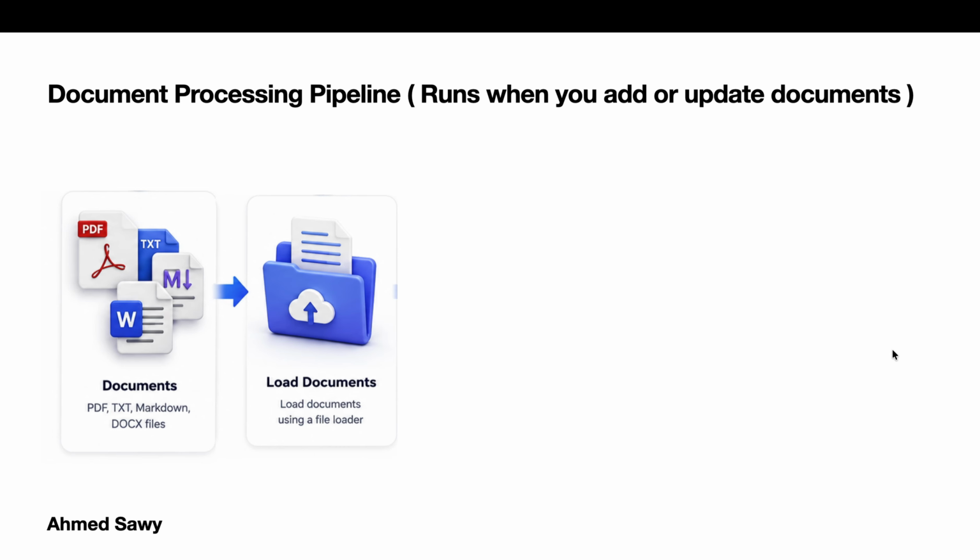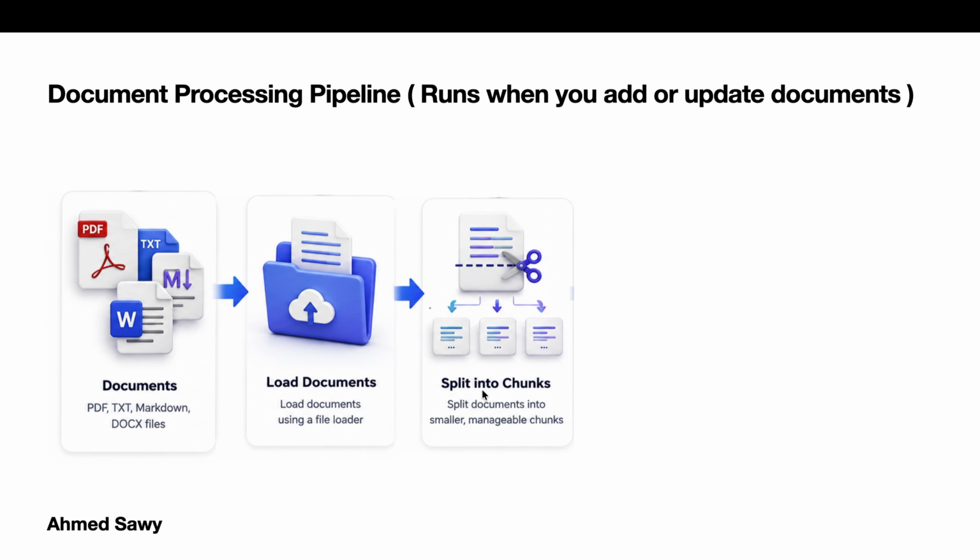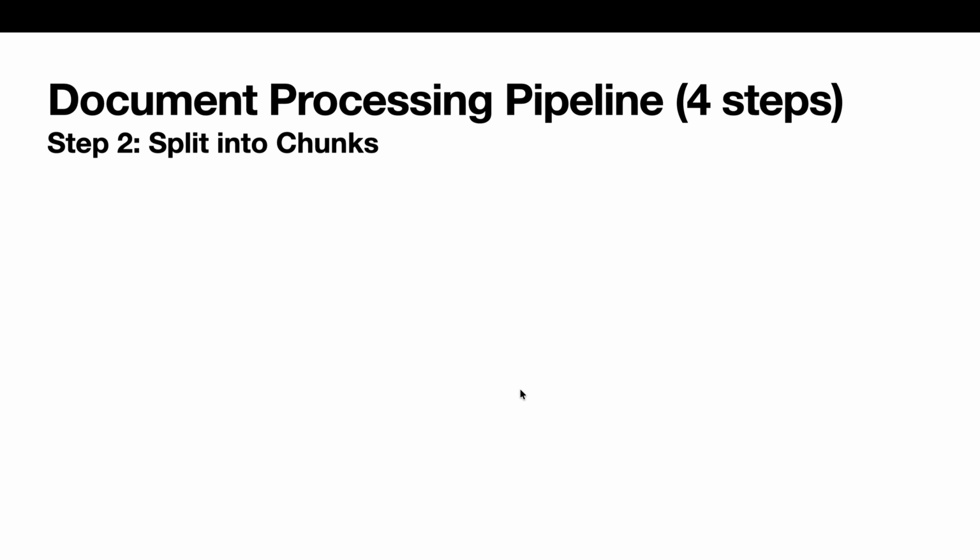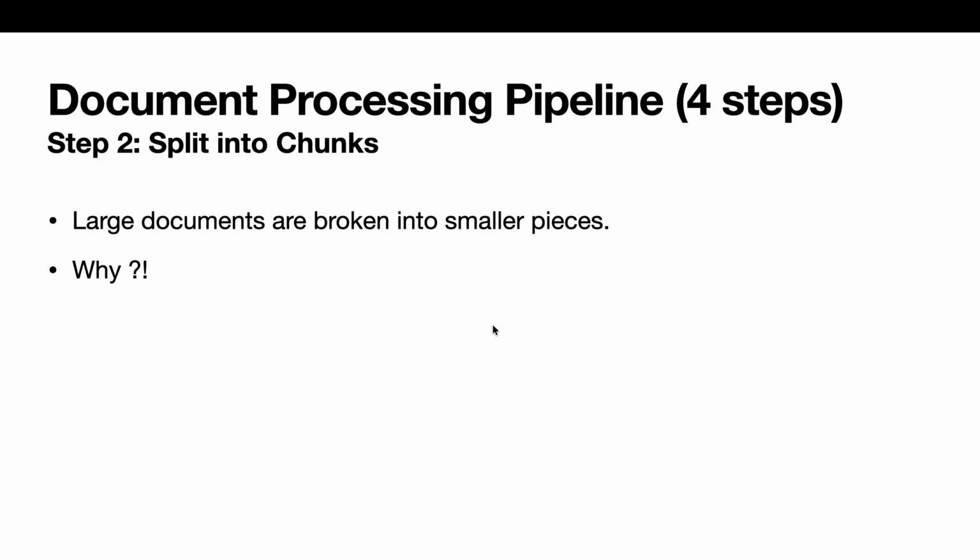We are still in document processing pipeline. After loading the documents, it's time to split them into chunks, into smaller pieces. But why we do this step? Why we split those chunks into smaller pieces? We do that for a couple of reasons. The most important one is to get a better retrieval accuracy.